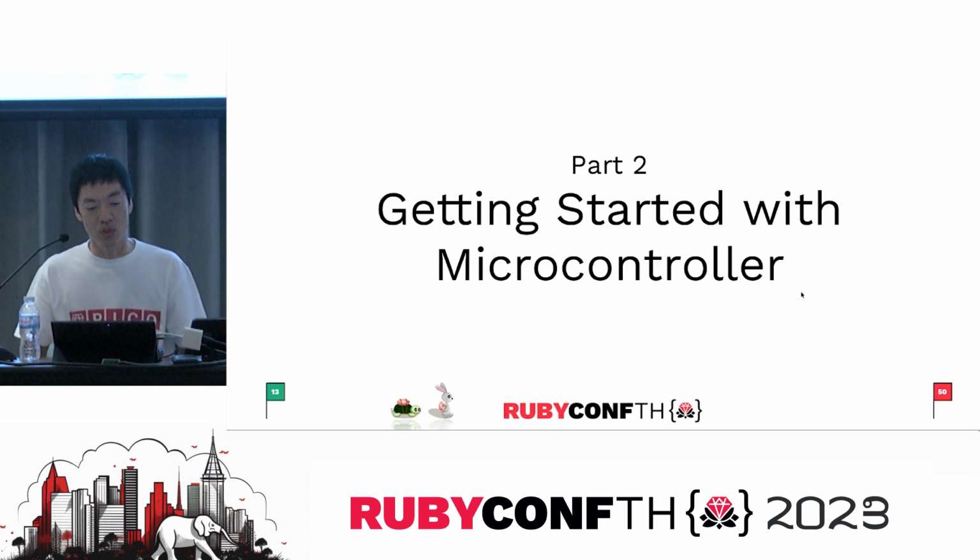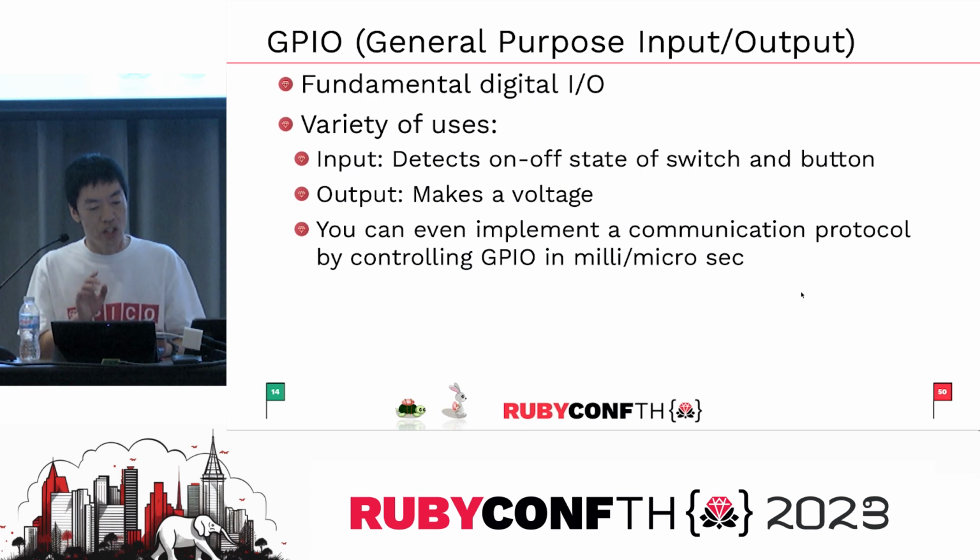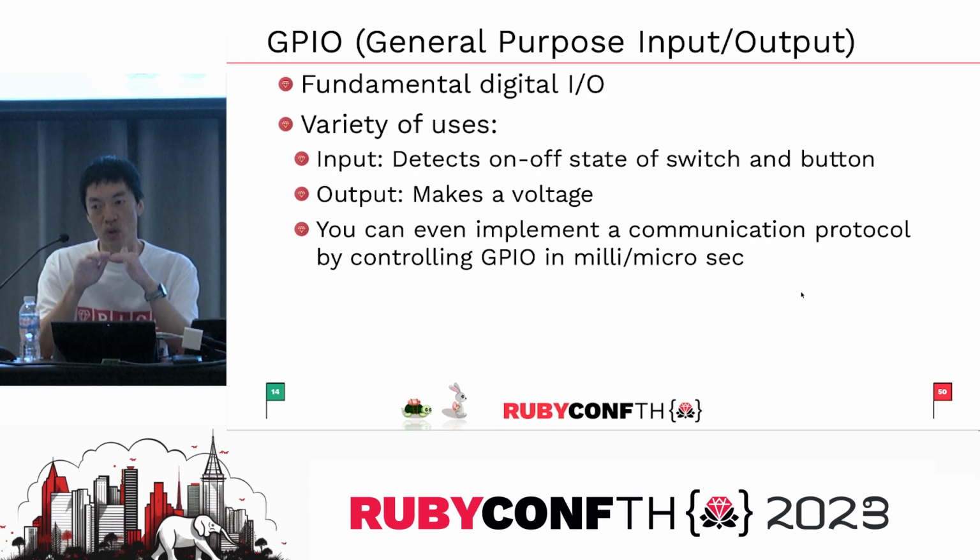Okay, part 2. You are now prepared to start playing with microcontrollers. So let's dive deeper into how to handle it. Getting started with microcontroller. GPIO is the most fundamental functionality of a microcontroller to operate digital things. For example, you can detect switches and buttons if you use a GPIO in input mode. If you switch GPIO into output mode, you can light an LED.